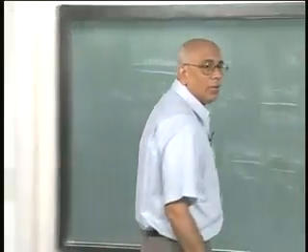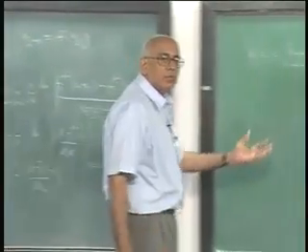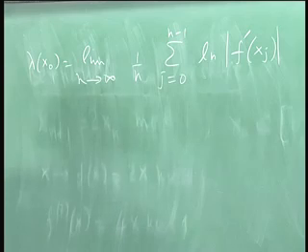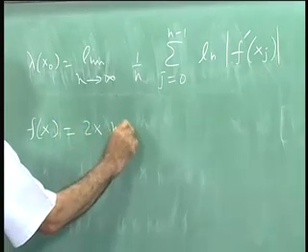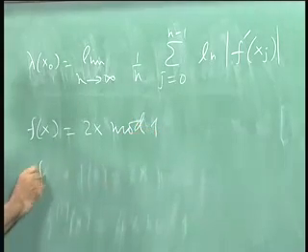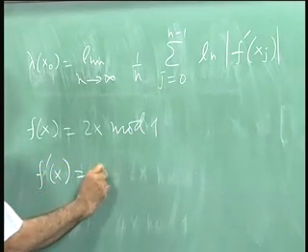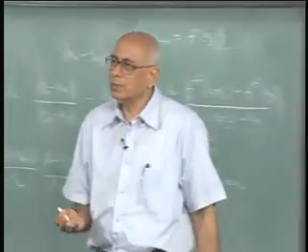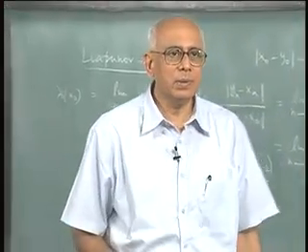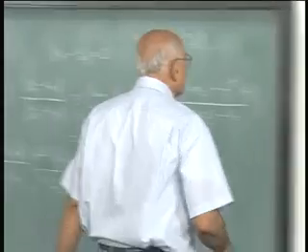Let us apply this to our case. So what is this equal to for our map? F of x equal to 2x modulo 1. So f prime of x is equal to 2. No matter where you are, the slope is always 2. And therefore, what does this give you?